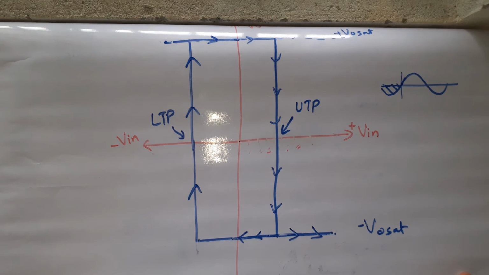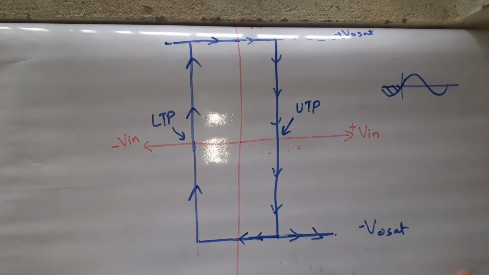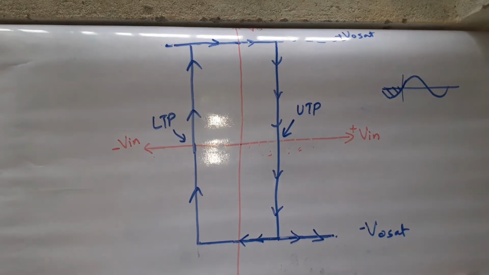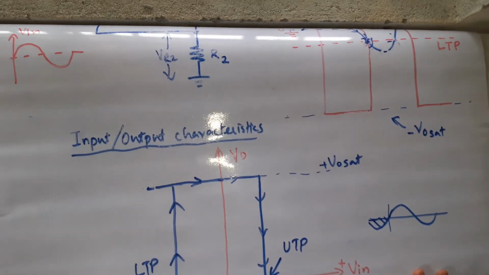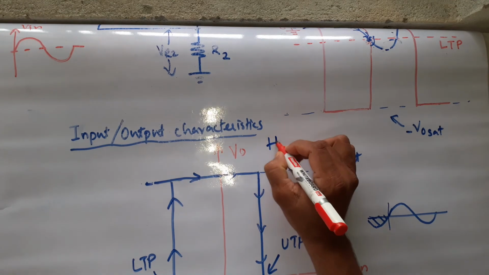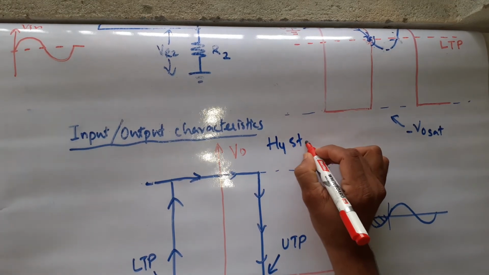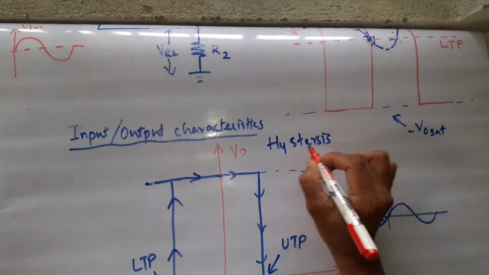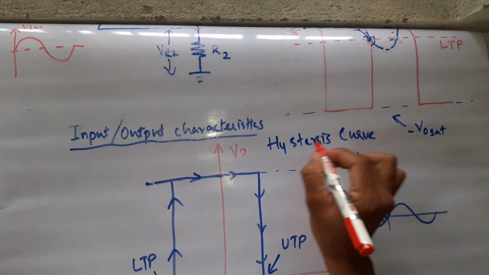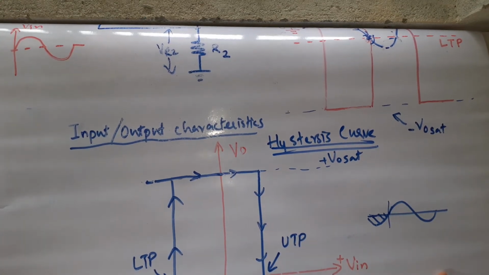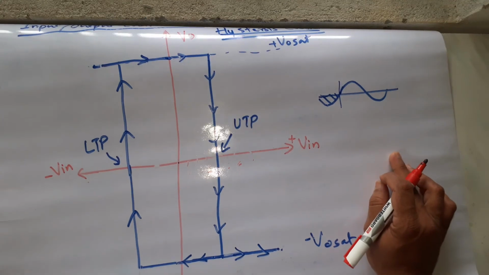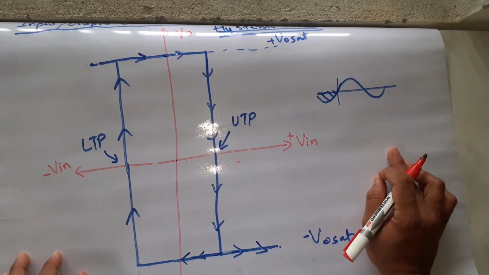So this is what we call input output characteristics. Okay? There is one more name for this. We also call this the hysteresis curve. Also known as hysteresis curve. So this is how it is.